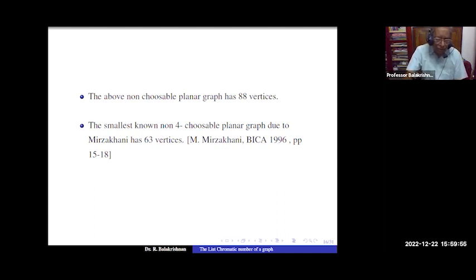Therefore, you have a non-fourth-usable planar graph. So we cannot improve upon Thomassen's theorem that every planar graph is five-usable, because there are non-fourth-usable planar graphs. Next one, please.